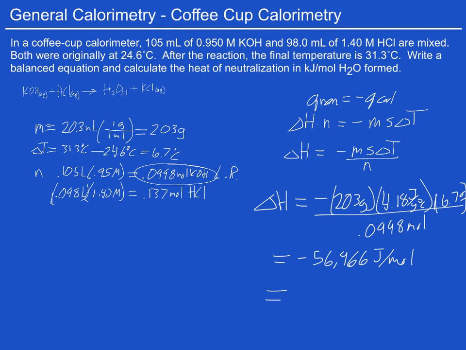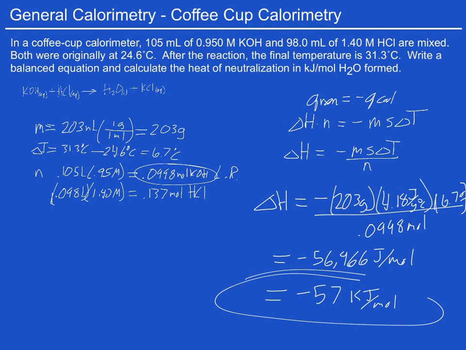And we need to convert that into, now, negative 57 kilojoules per mole. So I divided by 1,000 and then rounded it to two significant figures because of the temperature. 6.7 goes to 2. Alright, so there you go. The delta H of this neutralization reaction is negative 57 kilojoules per mole.